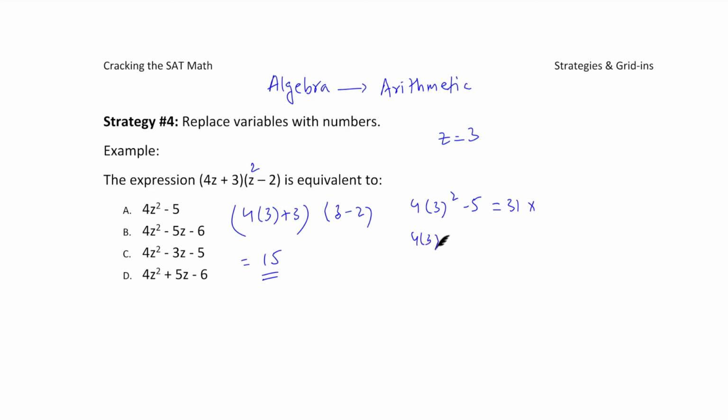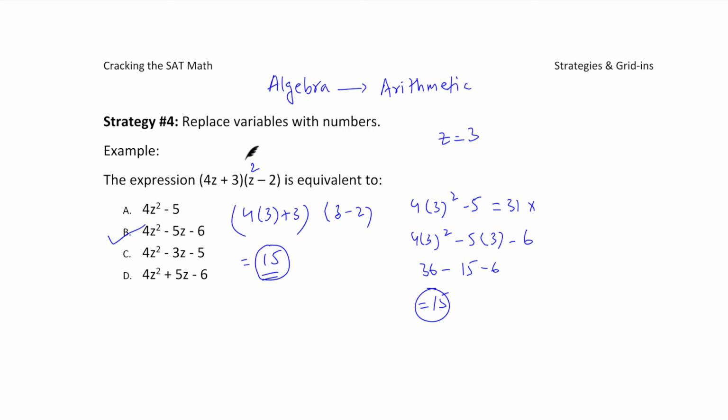4 into 3 squared minus 5 into 3 minus 6. So 3 squared is 9, 9 into 4 is 36, minus 15 minus 6, which gives me 36 minus 15 is 21, 21 minus 6 is 15. There you go. We have our 15, hence option choice B is the answer.